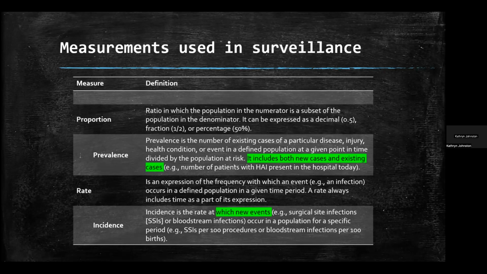The rate is different from prevalence in that it's looking at the frequency with which an event is occurring. And then when you talk about incidence, the incidence is only looking at the new events. So if you were doing rates in a hospital for healthcare associated infections, frequently you're only looking at new infections because you are reporting it for a specific time frame or per a specific number of procedures.